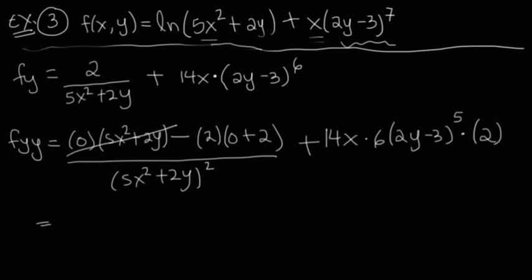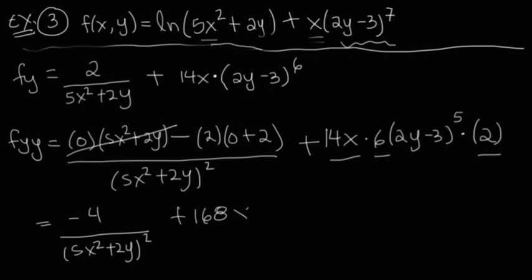The second part is just going to become a minus 4, and then divided by (5x squared plus 2y) all squared. The second part, you've got 14x, you've got a 6, you've got a 2. So if I multiply them out, I'm going to get 168. So I'm going to do plus 168x, and then (2y - 3)^5 will stay the same. We're not able to bring the 168x into the bracket because it's got an exponent of 5, so we shouldn't be doing that. And basically, that's your second derivative with respect to y, and there it is. So compare that with the second derivative of x and see if you can follow along.